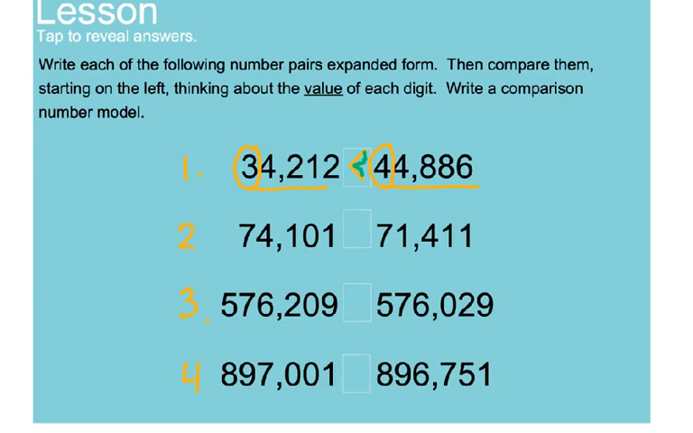So if you go ahead and look at the other numbers, I'm going to compare the 7 and the 7, 4 and 1. 4 is greater. 74,101 is greater than 71,411. Going to compare the 100,000s, then the 10,000s, the thousands. It's not until we get to the hundreds place that we see a difference. I look at number 4, 100,000 is the same, 10,000 is the same. Again, the thousands place, it is greater than.